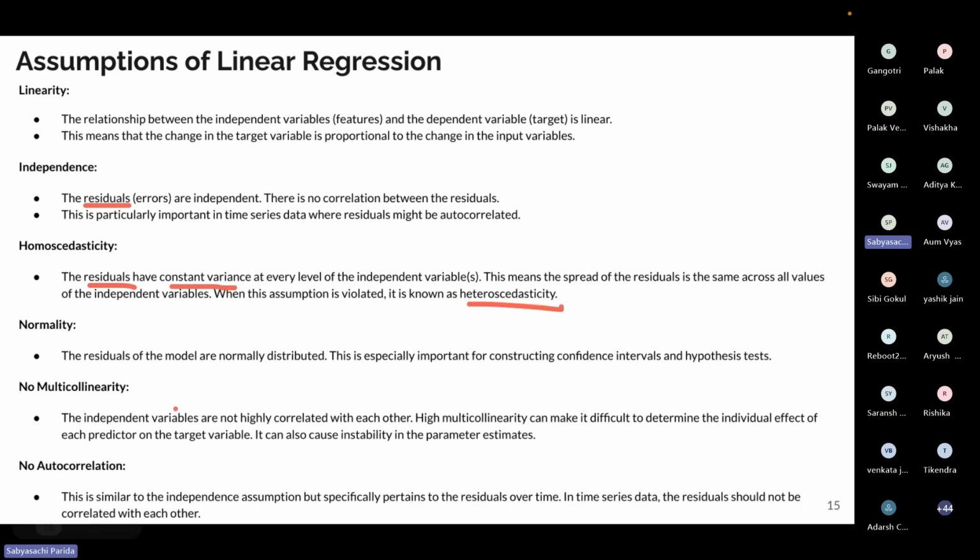And the other thing is normality. The residuals should follow a normal distribution. If I plot all the residuals, my assumption is they would follow a normal distribution. And on the data points, first I said that they need to be linear. The other is they should not be multicollinear. That means the features should not be correlated to each other.